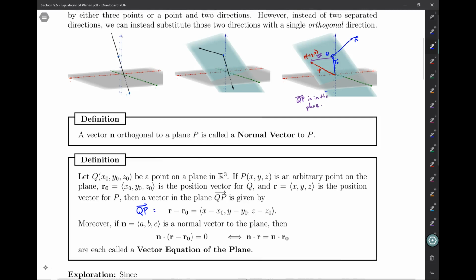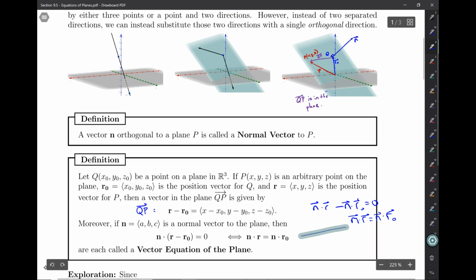Then we know that the vector n is orthogonal to the vector QP, which is r minus r naught. This equation must be true. If we use our dot product properties, we can distribute the dot product, and we get n dot r minus n dotted with r naught. This is equal to 0. All these are vectors; 0 is a number, though. We can add n dot r naught to both sides to get n dotted with r is equal to n dotted with r naught. That's this second equation right here.